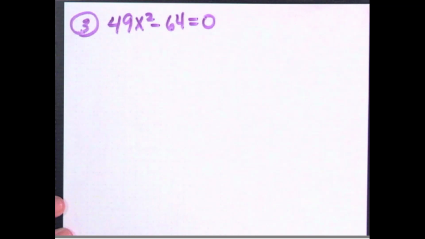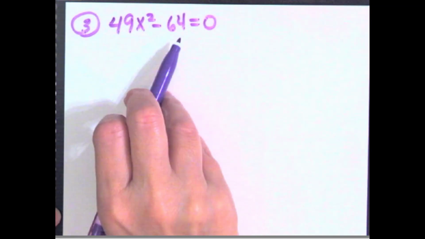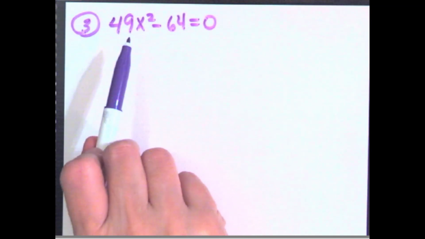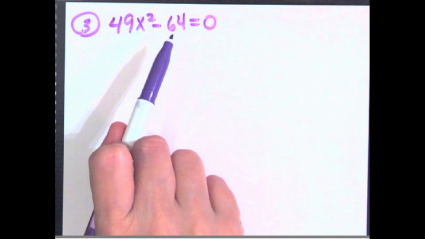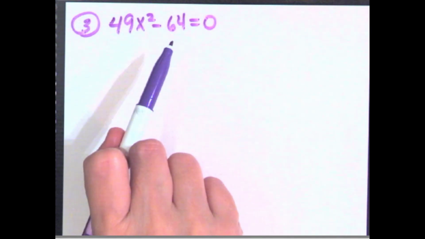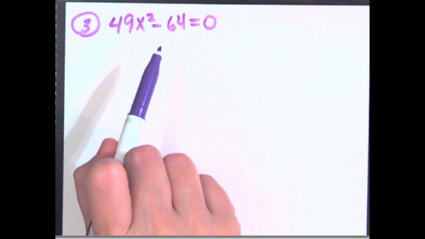Okay, number 3, I have 49x squared minus 64 equals 0. Not a GCF for that one. When we have two terms and it's a difference, check to see if the coefficients are perfect squares. To get 49, we could say 7 times 7, so that's a perfect square. And then 64, we could say 8 times 8, and that would be 64. So we do have perfect squares.